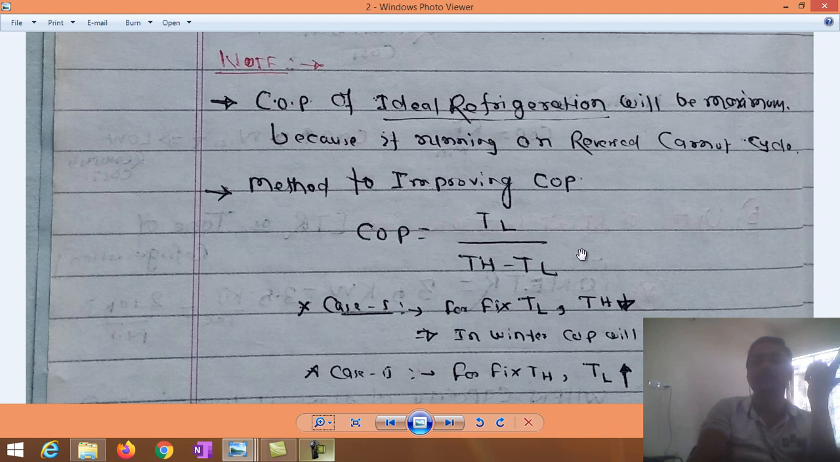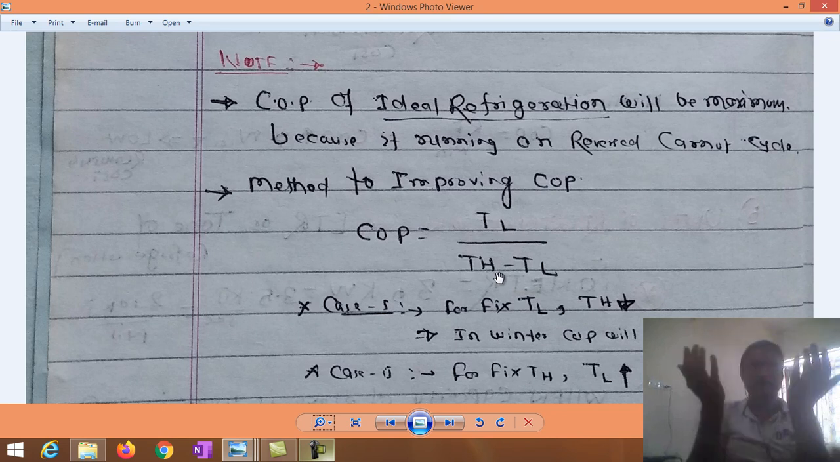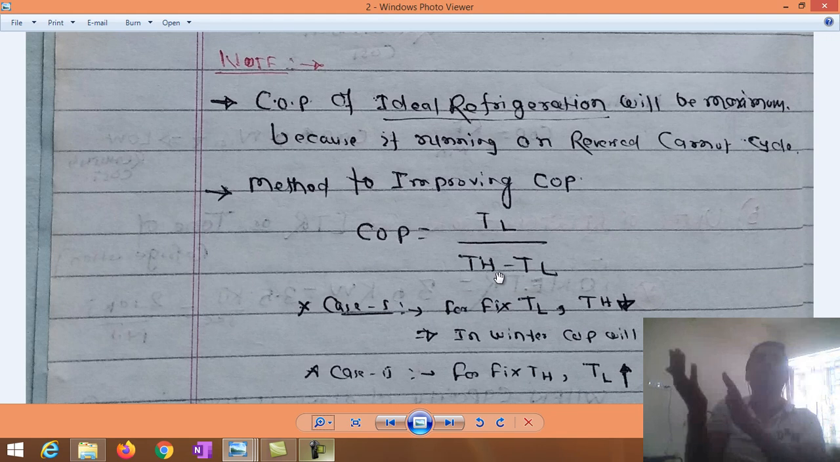If you fix the lower temperature and the higher temperature is decreased, in that condition COP will be maximum. This can be seen in winter condition. What is the lower temperature? Lower temperature is the temperature inside the refrigerator. What is the higher temperature? Higher temperature is the outside temperature. So if the temperature inside the refrigerator is fixed, suppose you want to maintain the temperature of this refrigerator at 10 degrees centigrade, that means this is fixed. And in winter, outside temperature is low with respect to summer, because in summer this temperature might be up to 45 degrees centigrade. In winter, the temperature, suppose, is 20 degrees centigrade.